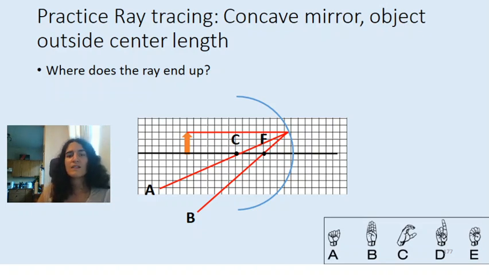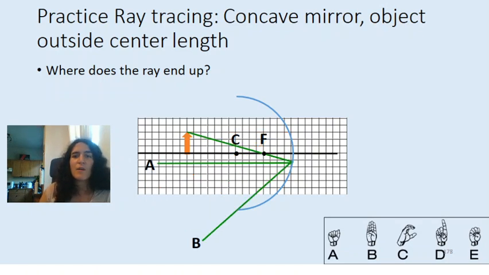Where would this light ray end up? So now I have light coming from my object. It's coming in parallel. It's going to go through the focal point. So we need ray B. What about this one? Okay, hopefully you said A is the right answer.